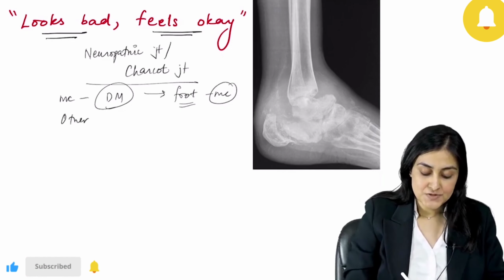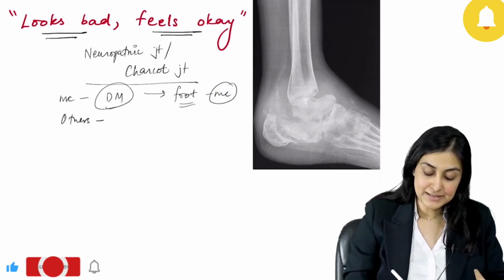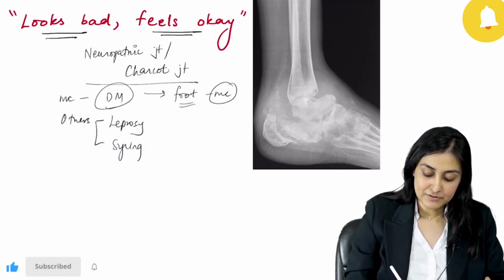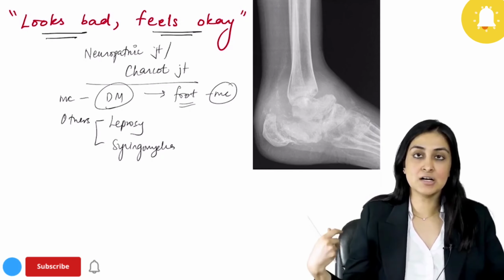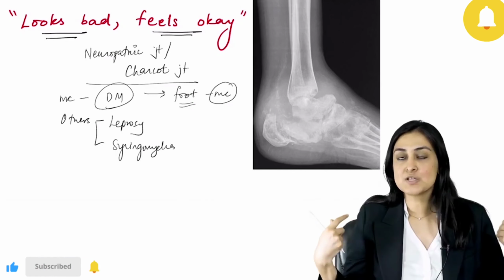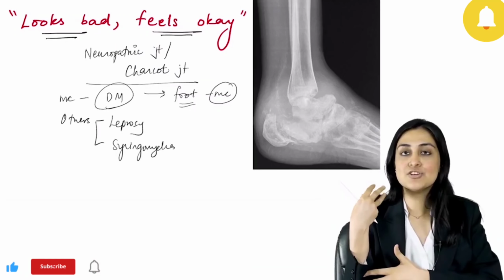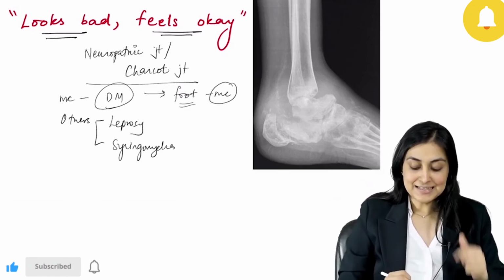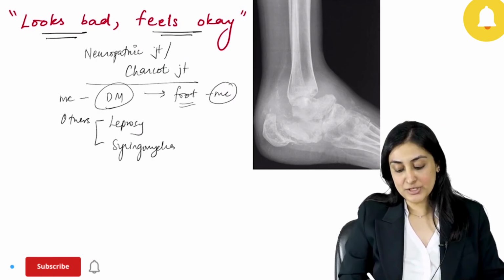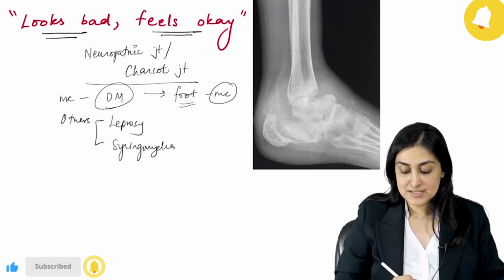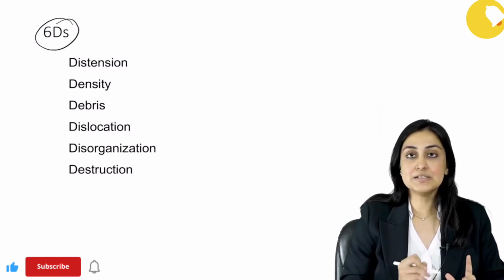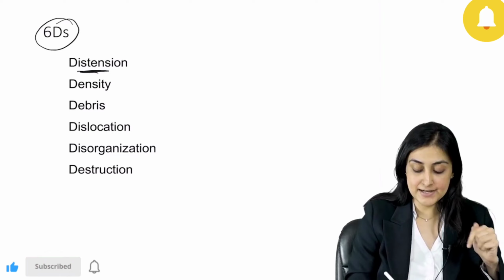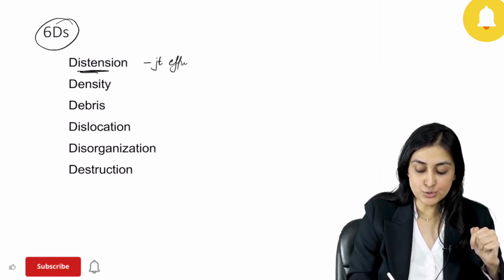Apart from that, other causes can be any causes of neuropathy, such as leprosy. Alright, a lot of times syringomyelia will also lead to loss of sensation in a cape-like distribution. That is the buzzword for syringomyelia. So you will have bilateral elbows and shoulders getting affected in syringomyelia. Apart from that, any neuropathy cause basically can lead to it. So looking at the X-ray, it's described as having these 6 typical Ds. So the 6 Ds of neuropathic joint are: 1, it will be distended. That means that there will be joint effusion.